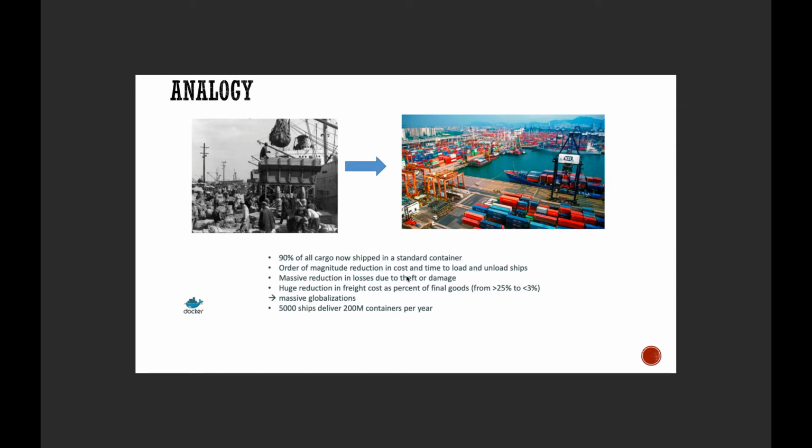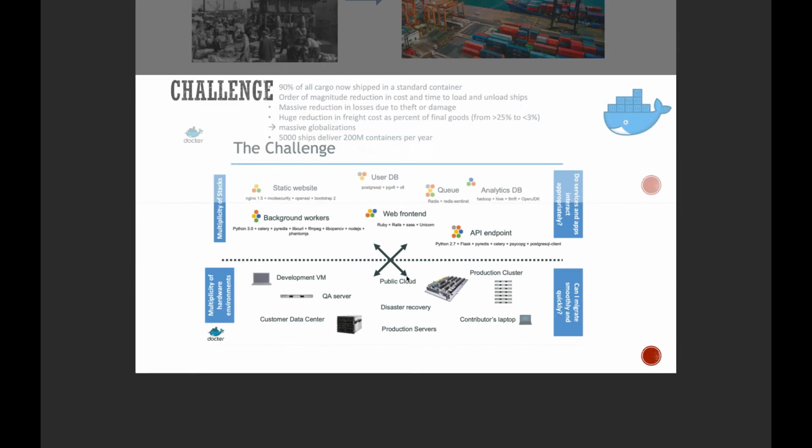90% of the cargo now shipped uses standardized containers. There is an order of magnitude reduction in cost and time to load and unload ships. Also, there is a massive reduction in losses due to thefts or damage. There is a huge reduction in freight costs as a percentage of final goods, from greater than 25% to less than 3% now. This is all due to massive globalization, and 5,000 ships deliver around 200 million containers per year.